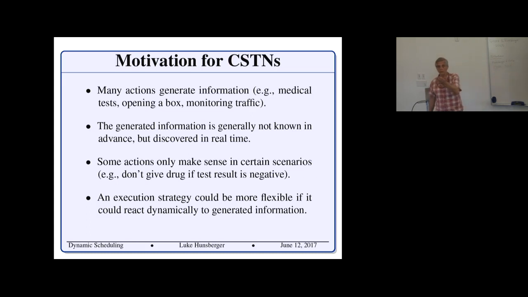And sometimes there'll be constraints that limit what you can do. If you don't know the patient's blood pressure, then you may have to be careful with what you do. You may not administer a drug. If the test comes out high blood pressure, then you may take one course of action. If it comes out low blood pressure, you may take another course of action. So the generated information is typically not known in advance, and some actions only make sense in certain scenarios. Now what we'd like to do, by analogy with the STNUs, is have an execution strategy that could react to these observations in real time.